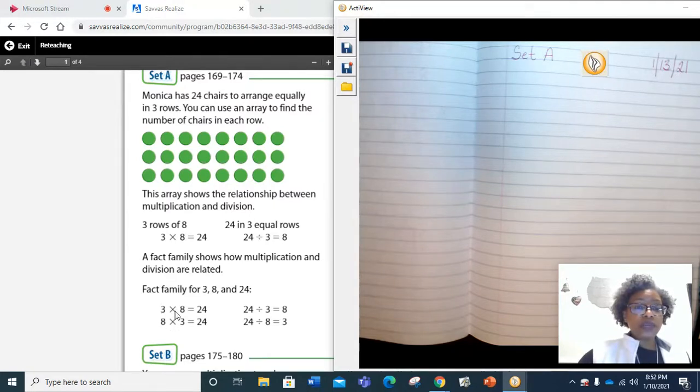We know that 3 times 8 equals 24. And with the commutative property, we know we can flip the factors so that 8 times 3 equals 24. And when we have division, we know division starts with the highest number. So the product in the multiplication becomes the dividend in the division sentence. So 24 divided by 3 equals 8, and 24 divided by 8 equals 3.